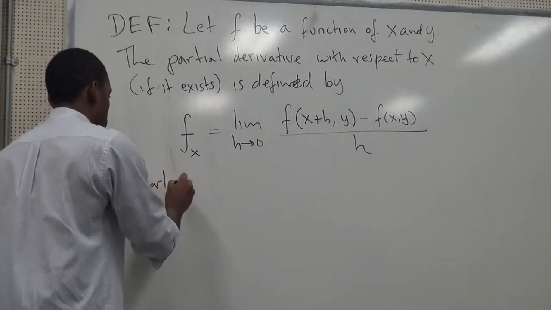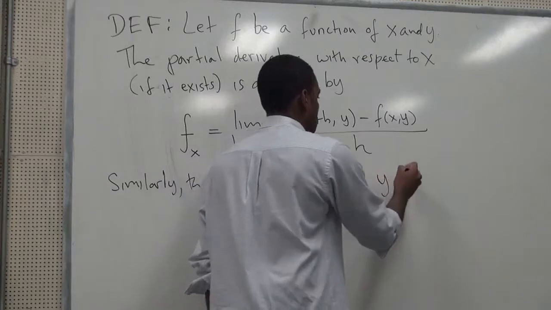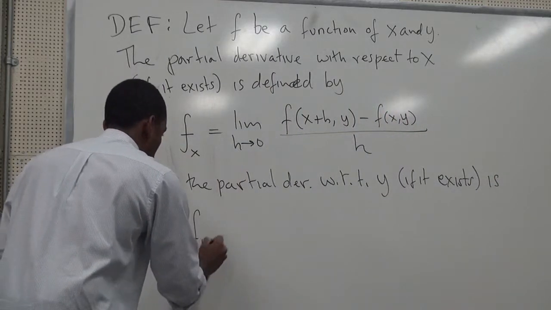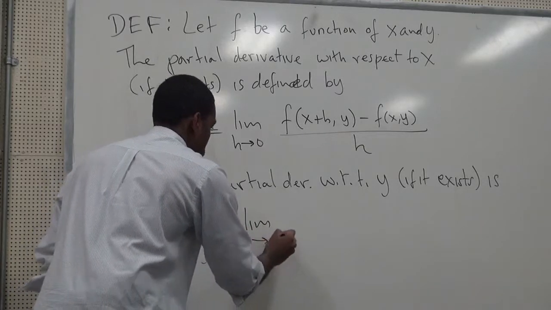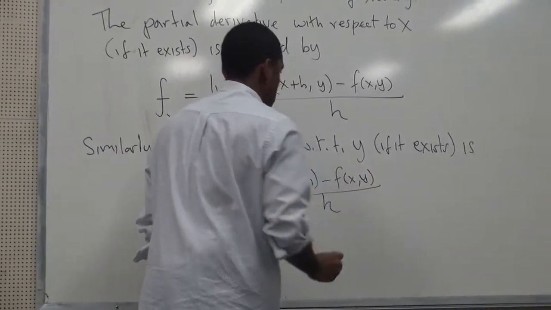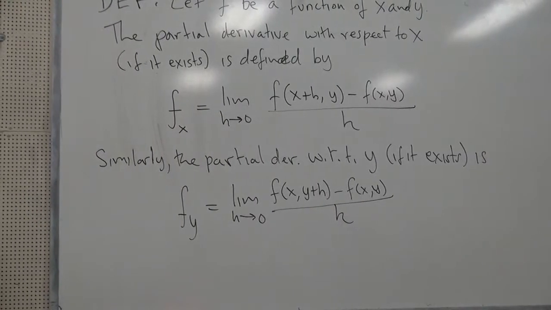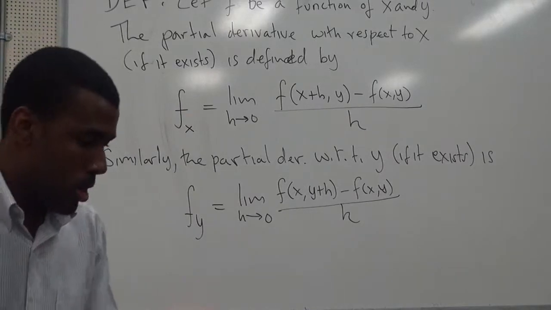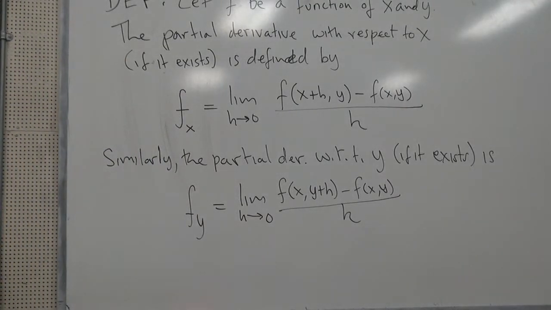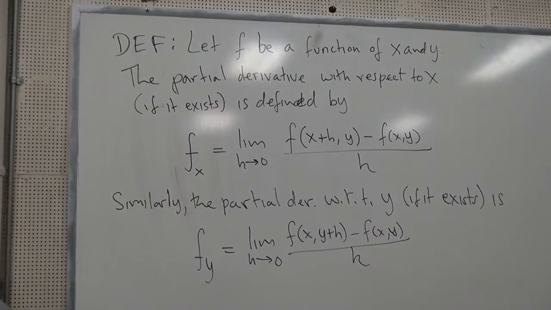Similarly, the partial derivative with respect to y is the limit as h approaches 0 of f of x, y plus h minus f of x, y over h. So you're taking the difference quotient, but in terms of one variable at a time. Whenever you do this, you're taking a partial derivative. You can think of it in terms of one variable or the other. And of course, it's if it exists, because after all, this is a limit. The derivative doesn't have to exist, but if it exists, this is how we'd find it.